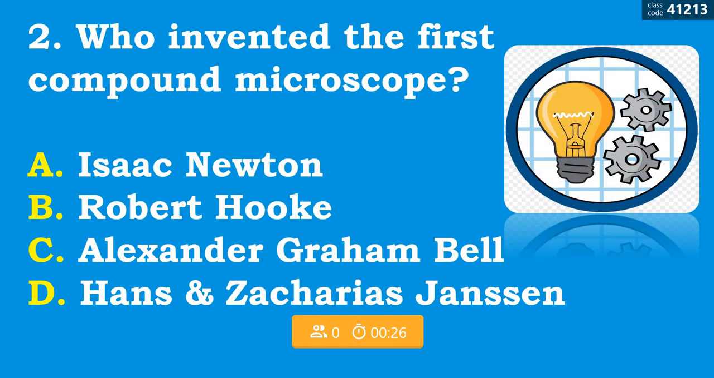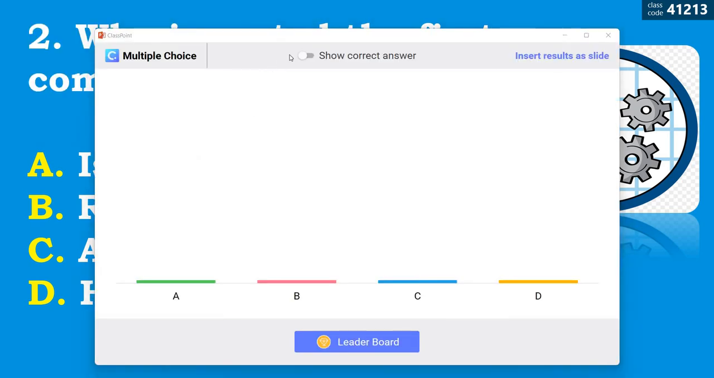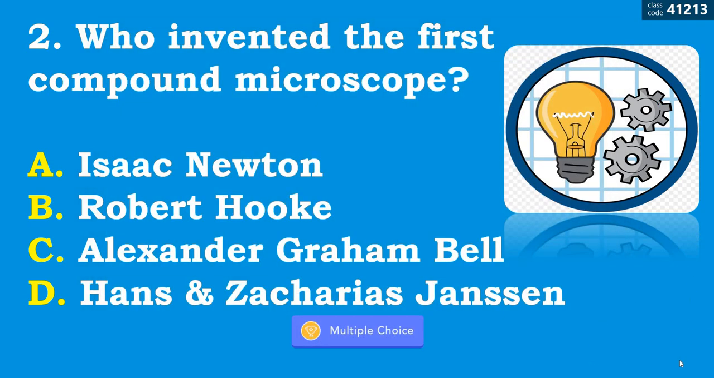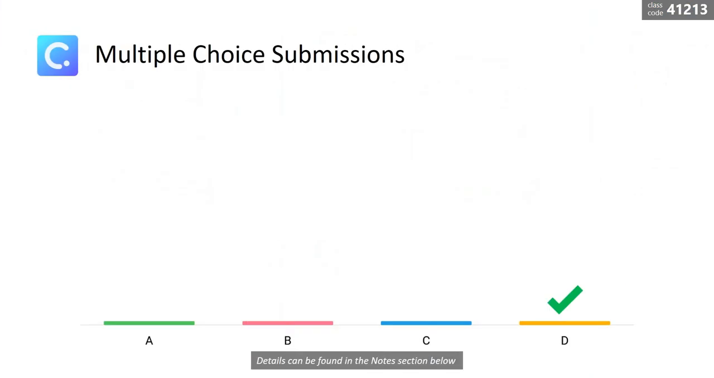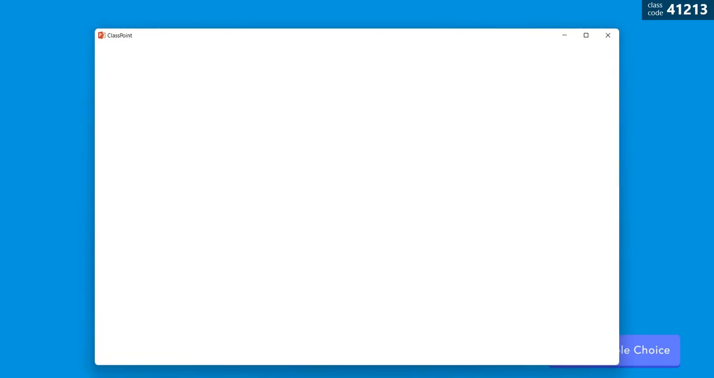Who invented the first compound microscope? A. Isaac Newton, B. Robert Hooke, C. Alexander Graham Bell, D. Hans and Zacharias Janssen. Go. Okay, time is up. Let's reveal the answer. The correct answer is letter D, and that was Hans and Zacharias Janssen. Let's proceed with question number 3.